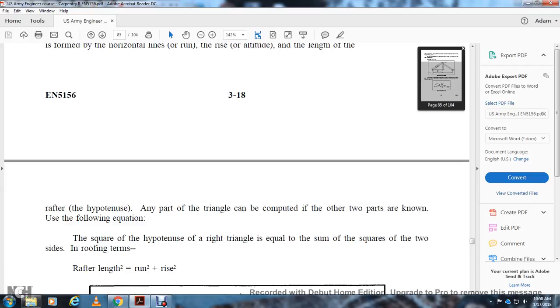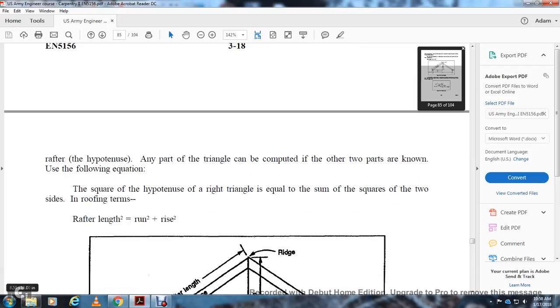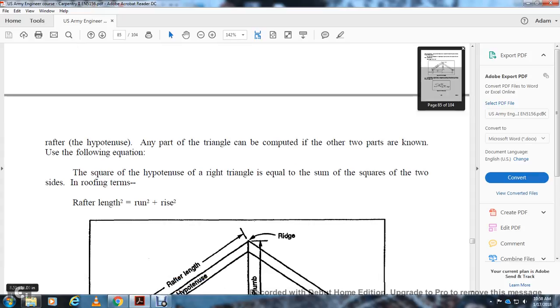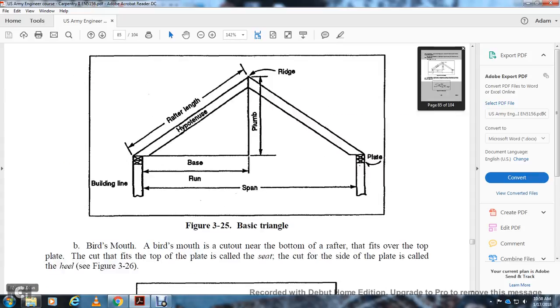Use the following equation: the square of the hypotenuse of a right triangle is equal to the sum of the squares of the two sides. For roof terms, the rafter length squared equals run squared plus rise squared. The terms also include the building line, the hypotenuse, the rafter length, the base or run, the span, the plumb, and the ridge.